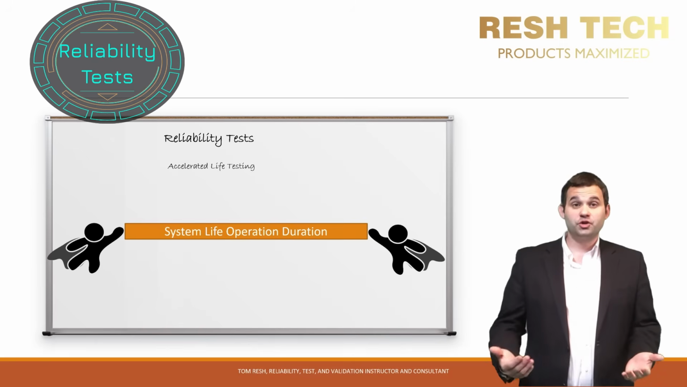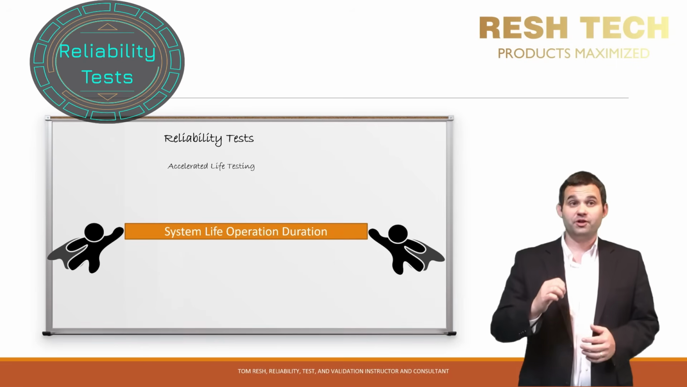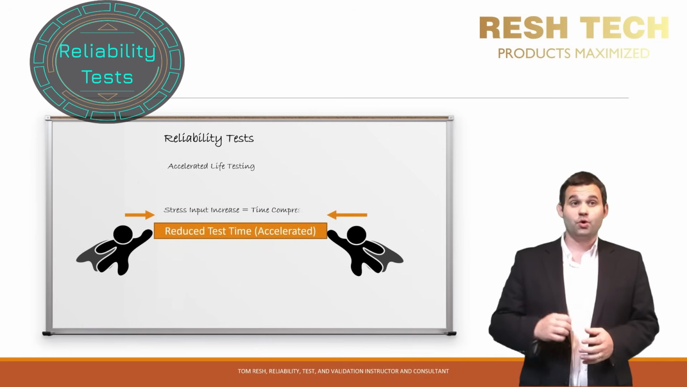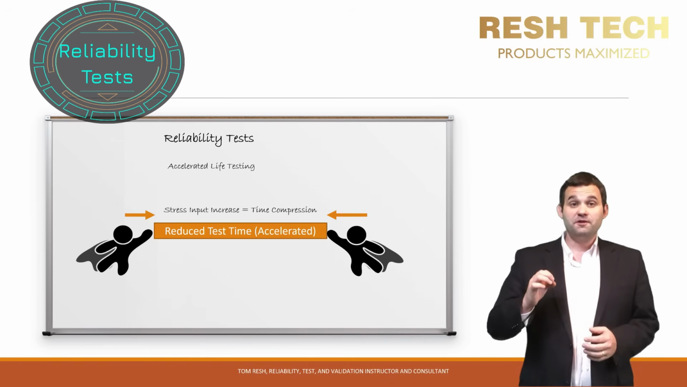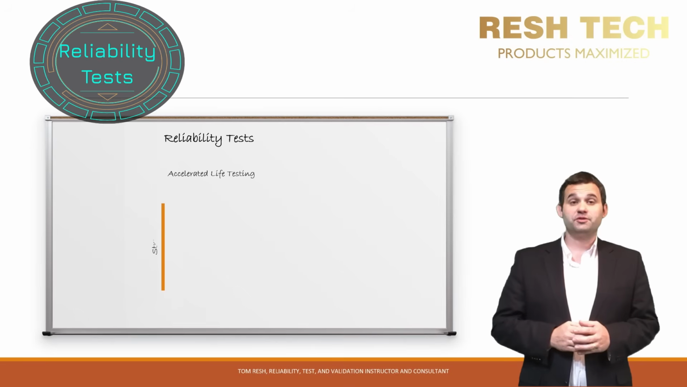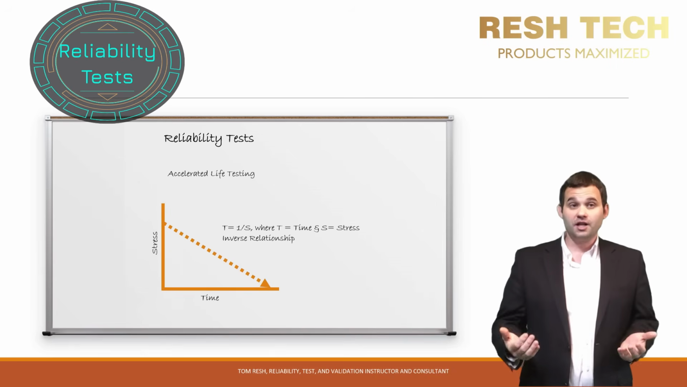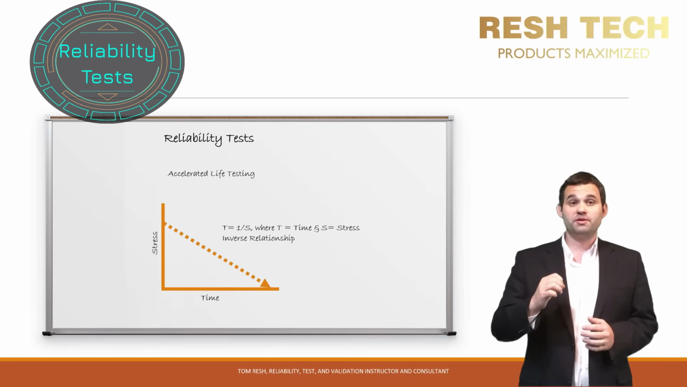To summarize, by increasing the stress input to a level above operational field stresses, you are able to reduce the amount of test time required to collect life data, which is called time compression. The following graph demonstrates the inverse relationship between time and stress. With an increased level of stress, you require less time to test for life of your system. However, as you decrease the stress levels, a longer amount of time is required to determine the life of your system.